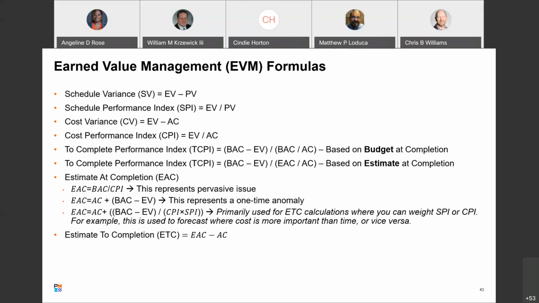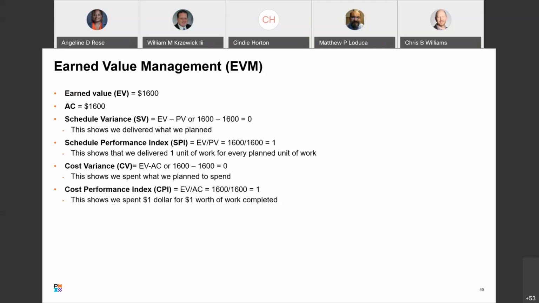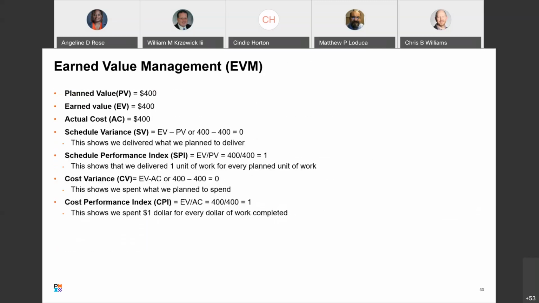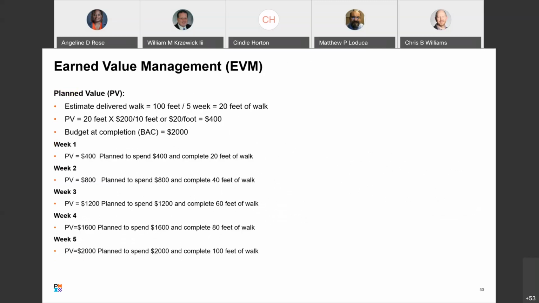Hey, Chris? Yes. Can you go back to slide 30? That's my slide 30. Is that what you're talking about? Yeah, that's perfect. So the budget at completion, the 2,000, what is that calculated off of? So $20 a linear foot times 100 feet of sidewalk. Yeah, parametric estimates. This is how we calculated that at the beginning.